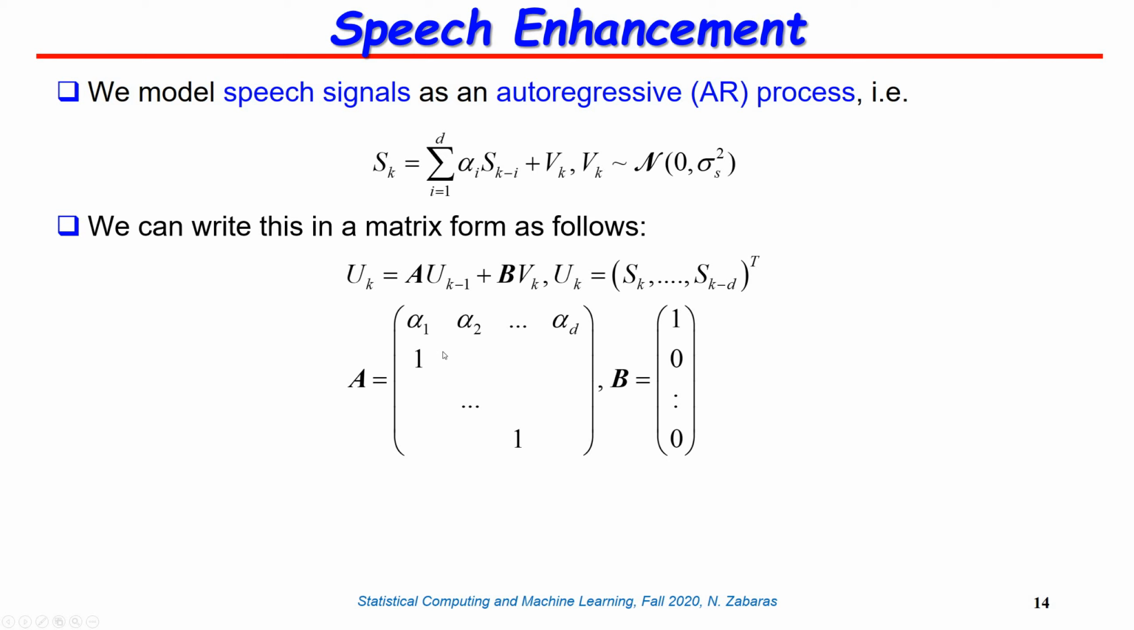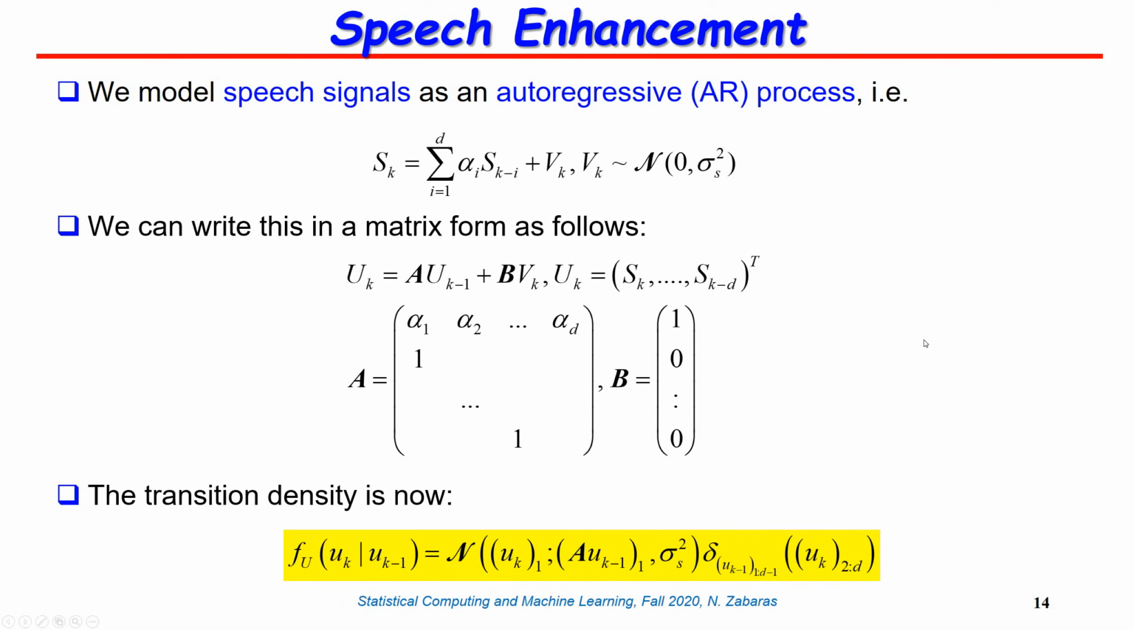So for example, if you look carefully at the equation, it doesn't tell you anything but that s_{k-1} is equal to s_{k-1}, s_{k-2} equal to s_{k-2}, etc. But this matrix notation allows me to write these speech signals as a Markovian model, the way that we saw in the very first slide in the lecture today.